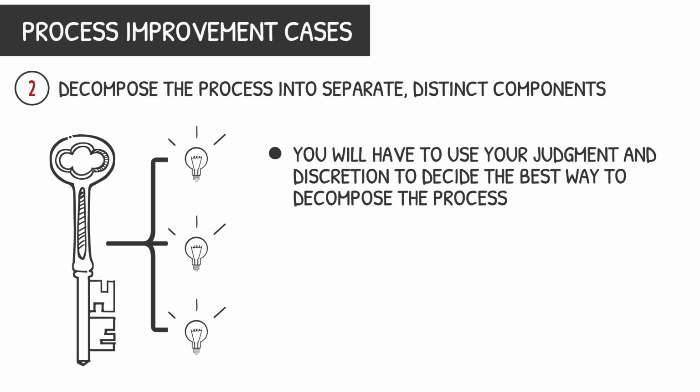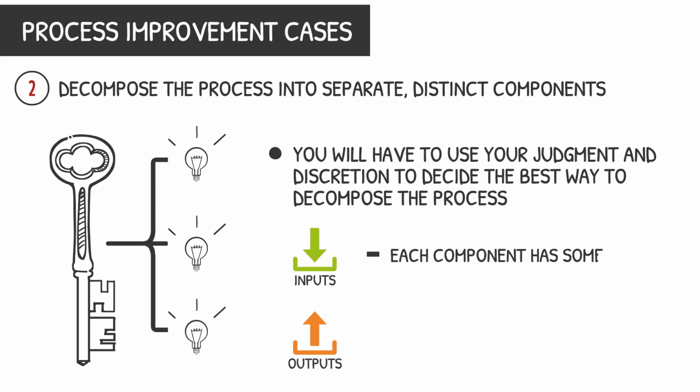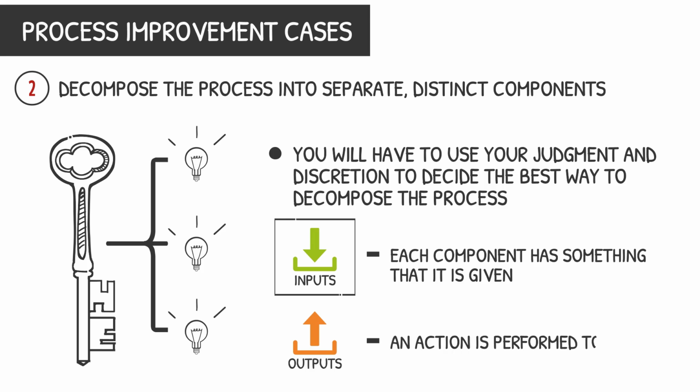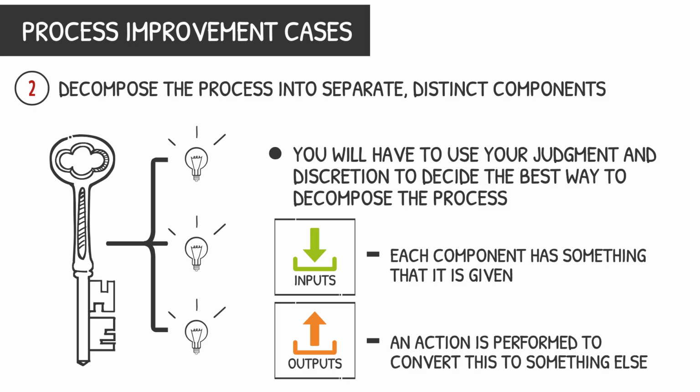A helpful way to think about components is to think about inputs and outputs. Each component has something that it is given, which is the input. From this, an action is performed to convert this to something else, which is the output.